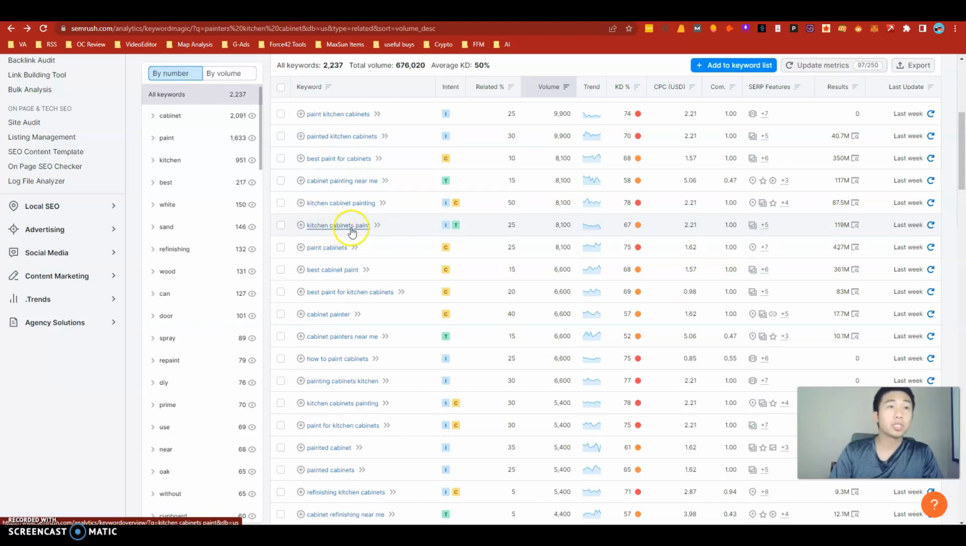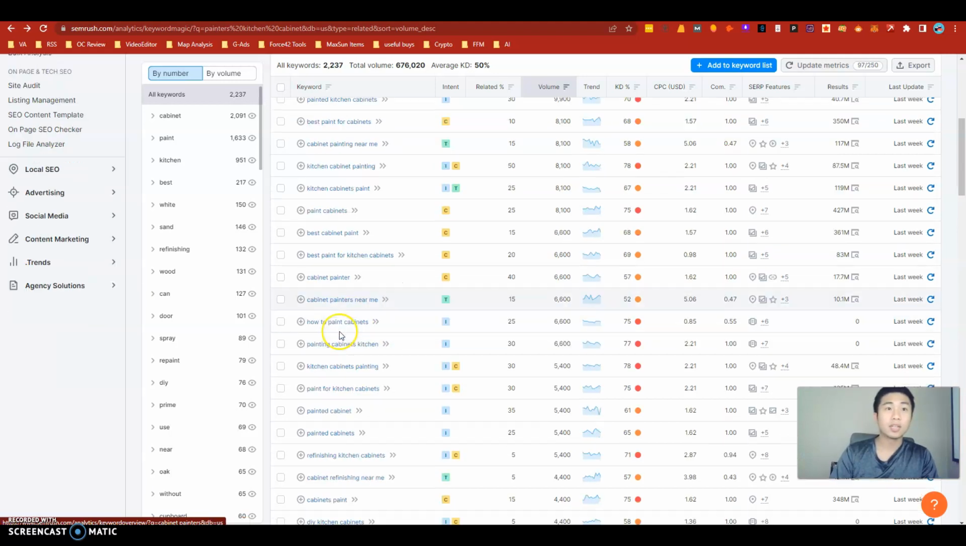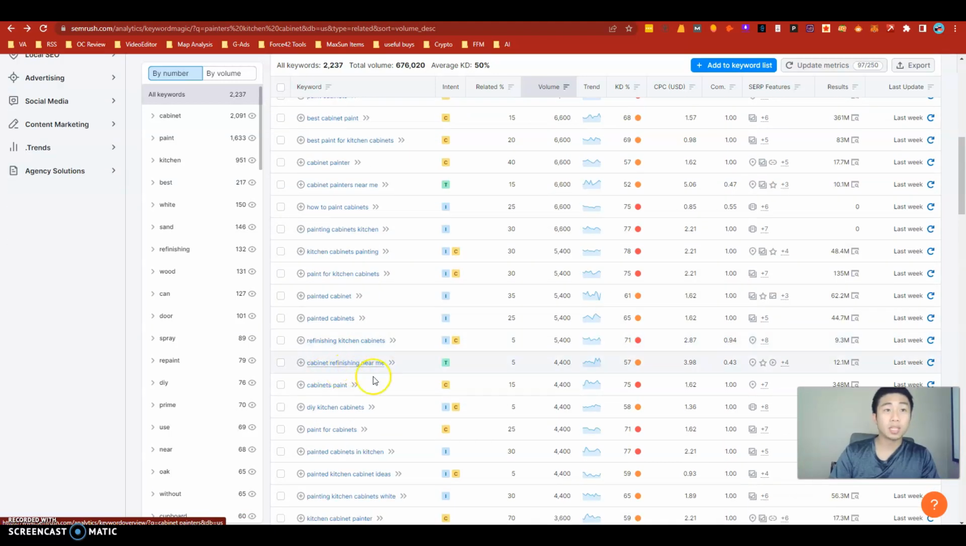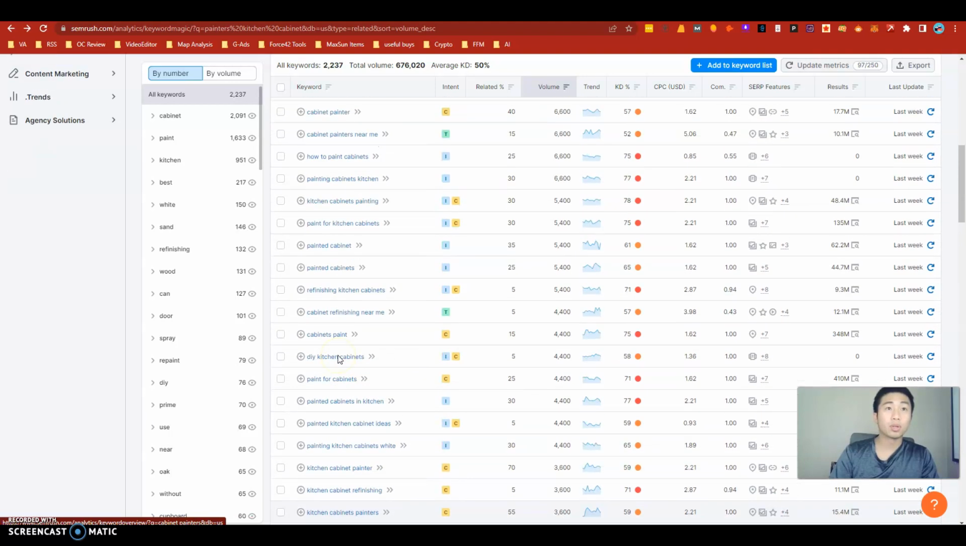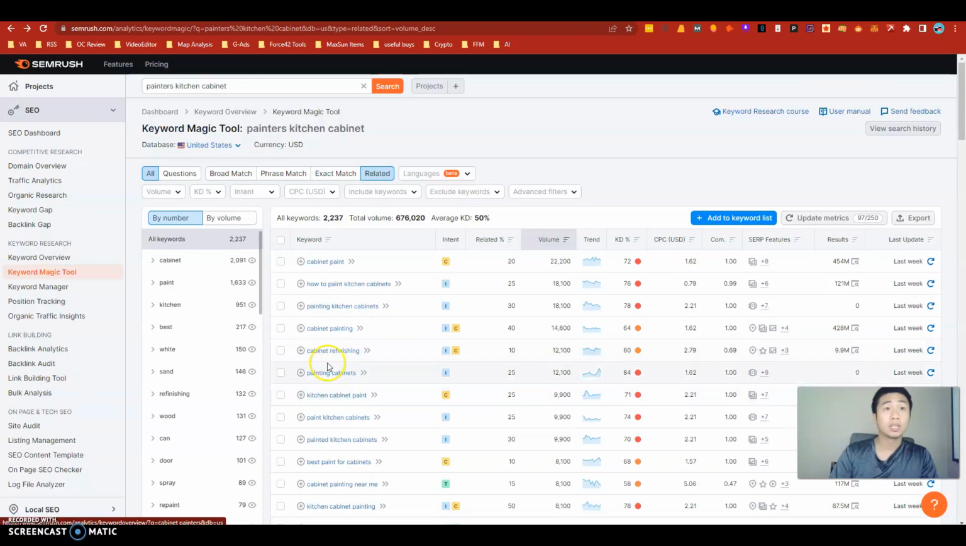This is probably a person that's looking to buy paint themselves. As you can see, they're looking to buy paint, but it's for themselves. It's not buying a service. You see the difference? Then compared to cabinet painters near me, because they're looking for a service here. So these are the type of stuff that I want you to pay attention to, because it's really important when it comes to writing content. Okay.